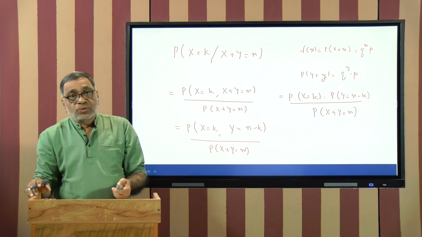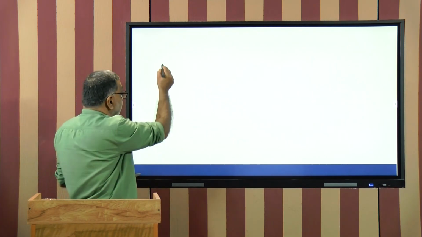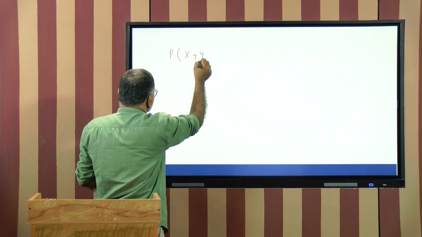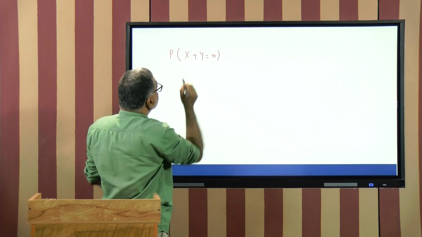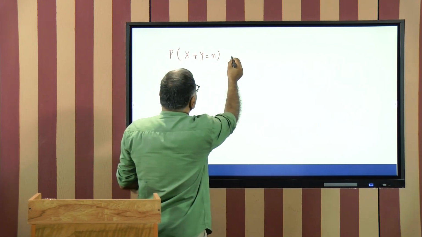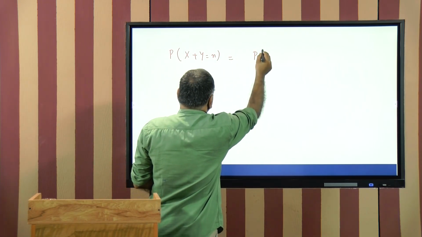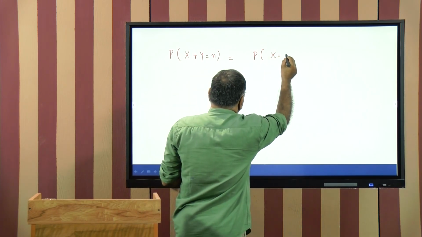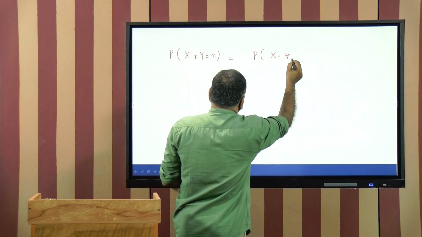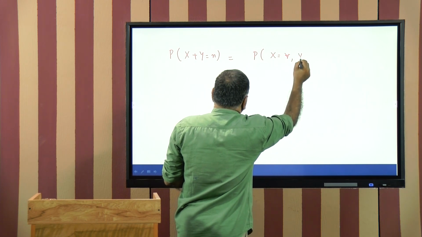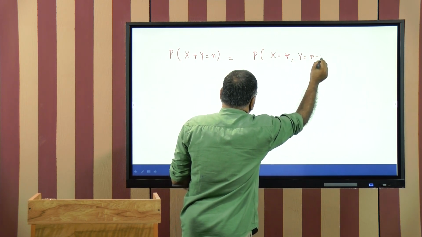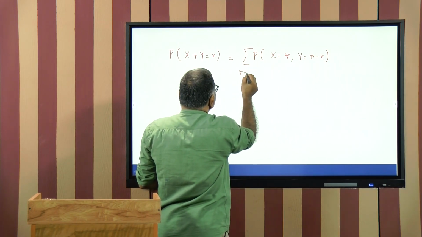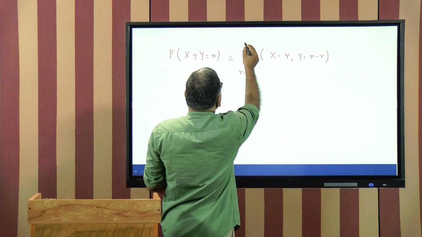Now, the problem is we have to find what is probability of x plus y is equal to n. So, how to find this probability? Suppose we are finding probability of x plus y is equal to n, that means we can write this as a sum of probability of x is equal to r and y is equal to n minus r, over all the possible values of r from 0 to n.